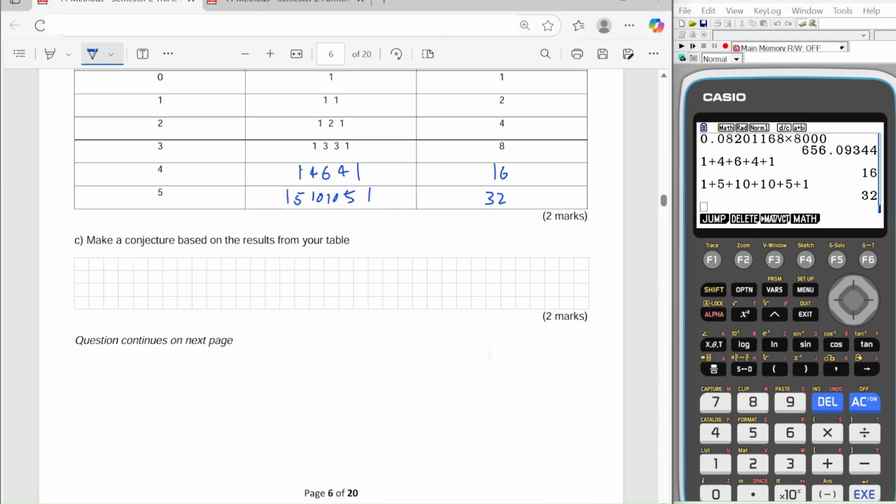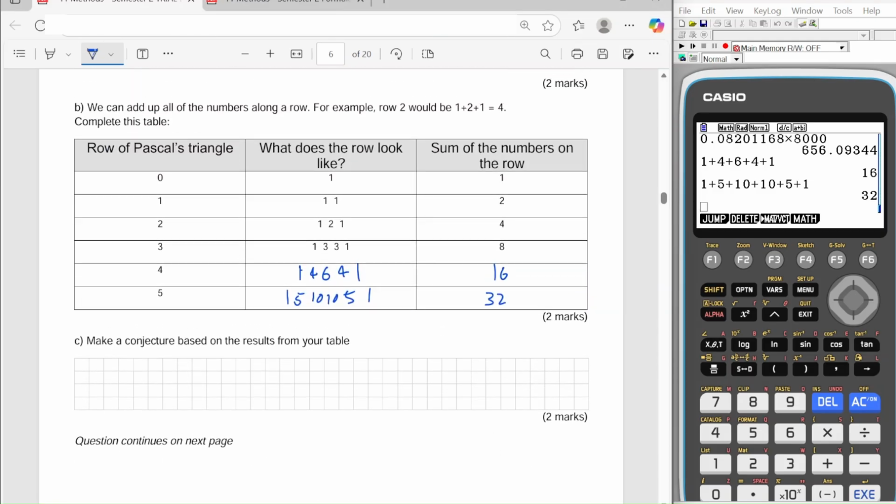Make a conjecture based on your results. So the sum of the nth row of Pascal's triangle equals, really importantly, 2 to the 1, 2 squared, 2 cubed, 2 to the 4, 2 to the 5. That's the pattern there. If you don't believe me, you can just try one on your calculator.